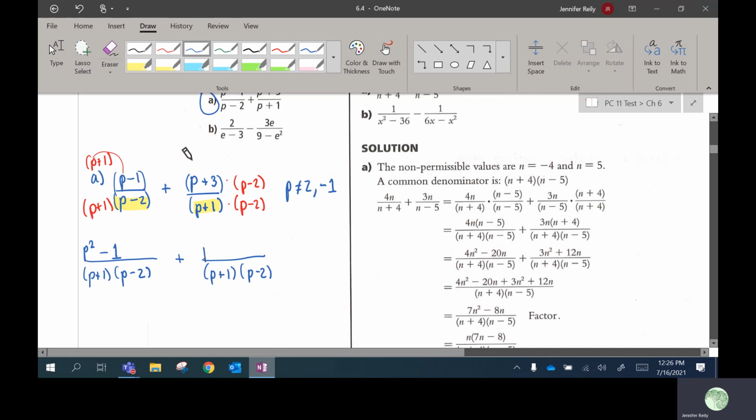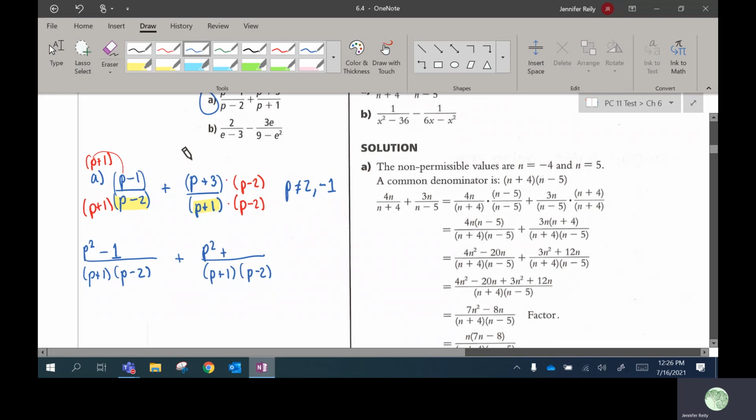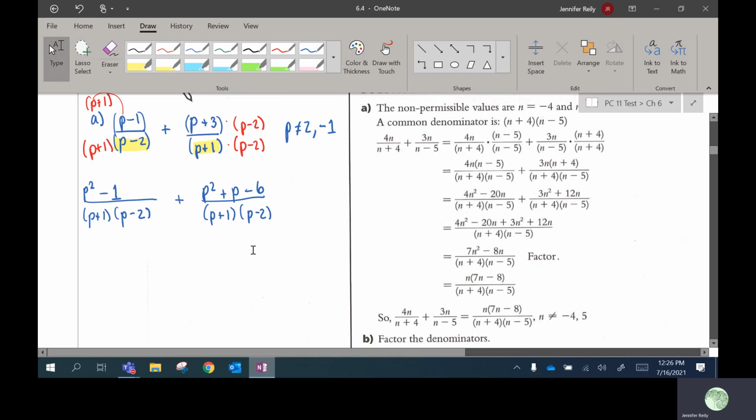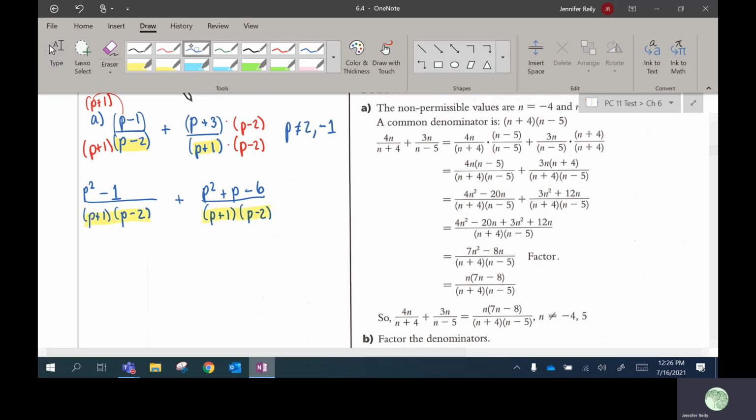And then for this one, I'd have p squared minus 2p plus 3p, so plus 1p, oops, and then minus 6. Okay, now we're ready to add our fractions together. Our denominators are identical, so we can go ahead and add the numerators, and I'm only going to add the like terms together. When we're adding and subtracting, we can only add like terms.